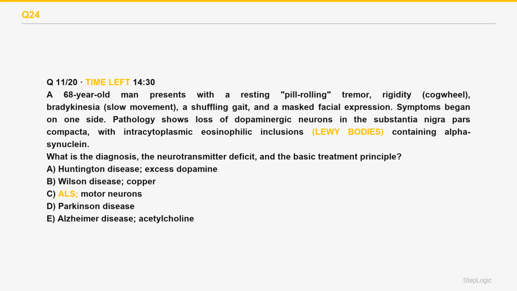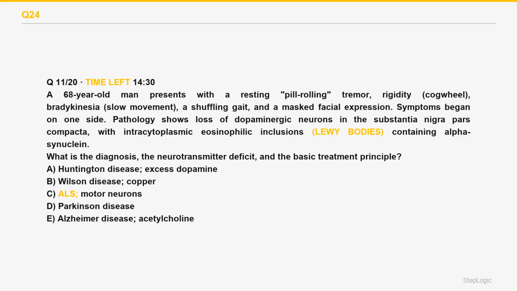What is the diagnosis, the neurotransmitter deficit, and the basic treatment principle? A 68-year-old man presents with a resting pill-rolling tremor, rigidity, cogwheel, bradykinesia, slow movement, a shuffling gait, and a masked facial expression. Symptoms began on one side. Pathology shows loss of dopaminergic neurons in the substantia nigra pars compacta, with intracytoplasmic eosinophilic inclusions, Lewy bodies containing alpha-synuclein.